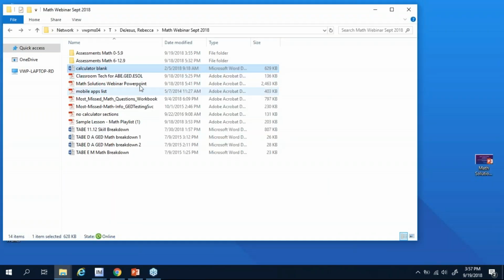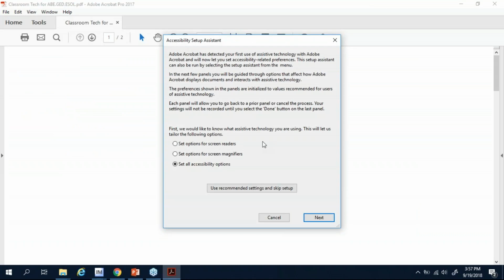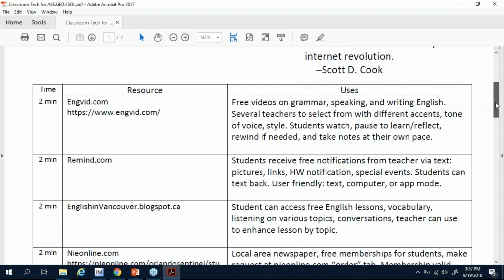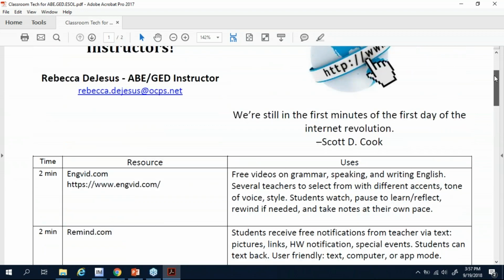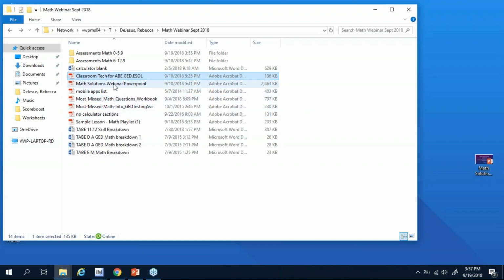You have this list of web resources that I have developed for a different training that I've done. So if you're really interested in technology and you want to learn more about some different resources that are good to use with adults, I've got them listed in here for you. You also have my email at the top there if you have any questions about any of those resources. So you have that list in there. That was developed with an ESOL teacher for any of you that might be working with ESOL.